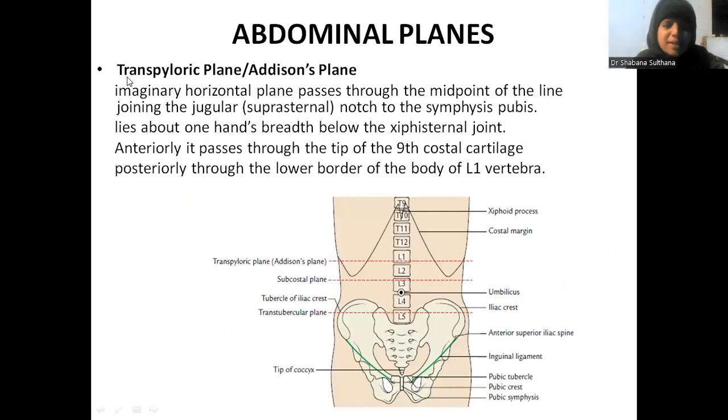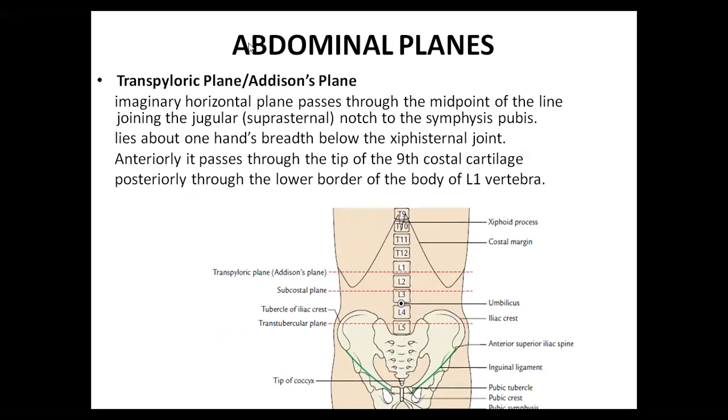Now let us see. I said the transpyloric plane is a 3 marks question. Where is it cutting? What is the other term we have for the transpyloric plane? It's also called Addison's plane. Isn't it?